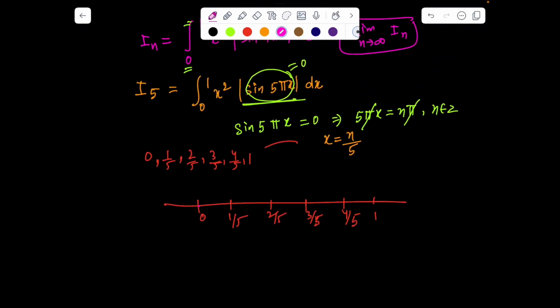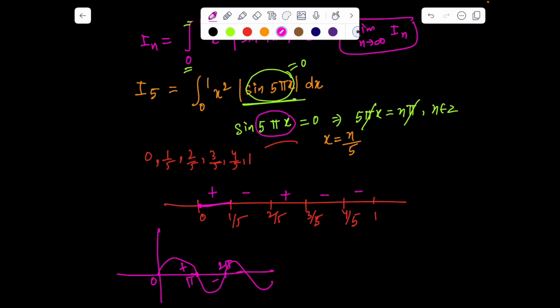As you can clearly see, when x goes from 0 to 1 by 5, 5 pi x will go from 0 to pi, and in 0 to pi the sine is positive. In pi to 2 pi it's negative, and so on, it repeats. So we'll have positive, then in the next interval negative, positive, negative, positive. So on an alternate basis we get the sign scheme.